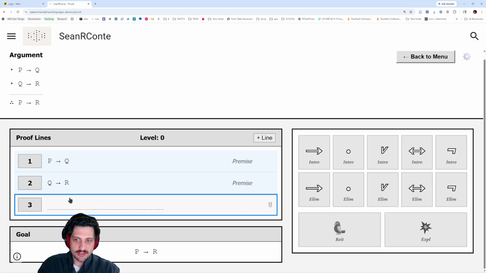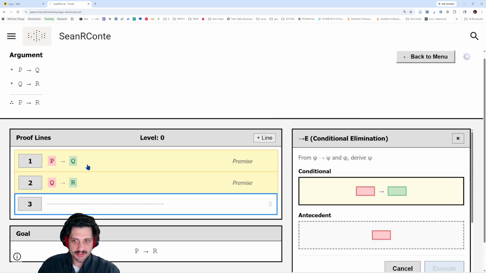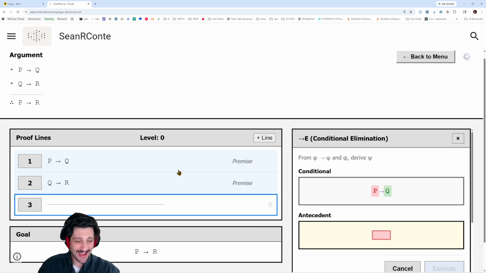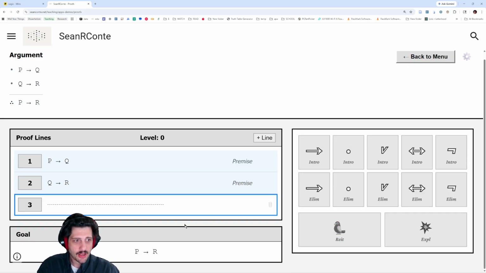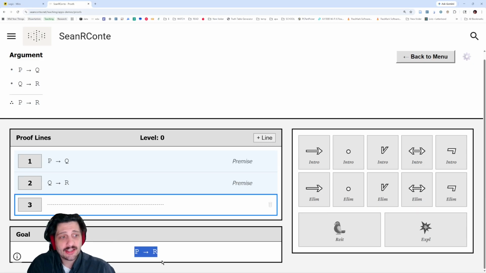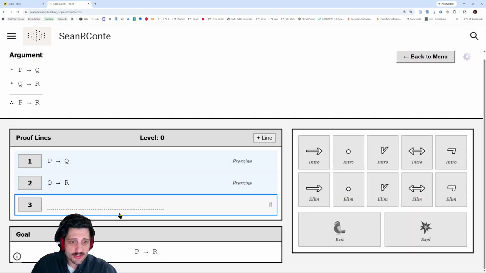I can't use conditional elimination, because as soon as I select a conditional, I don't have the left-hand side of either one of my conditionals. So I can't use conditional elimination. So what am I to do? Well, what I'm trying to prove is that I don't care that P is actually true. I also don't care that R is actually true. I'm just trying to prove that if P were true, it would lead to R. So what I'm going to do is just do that.